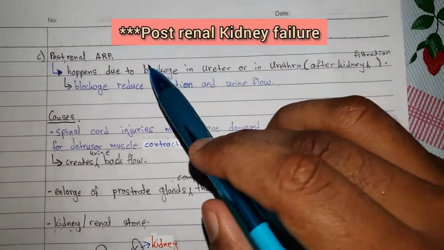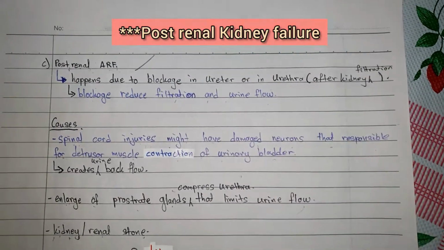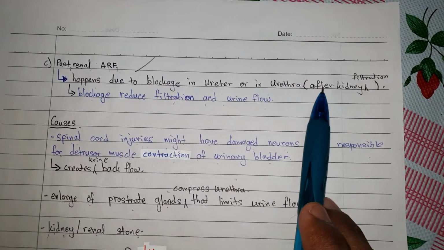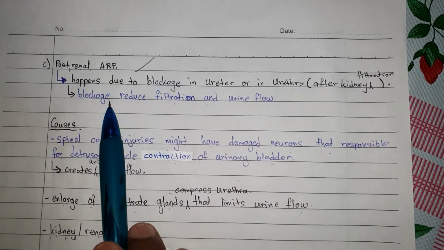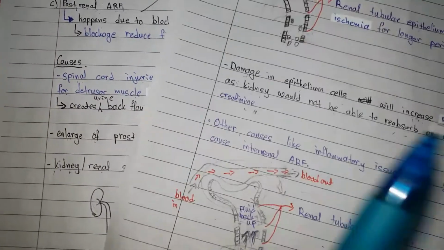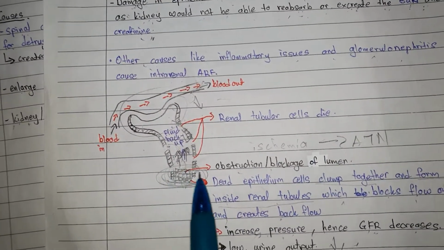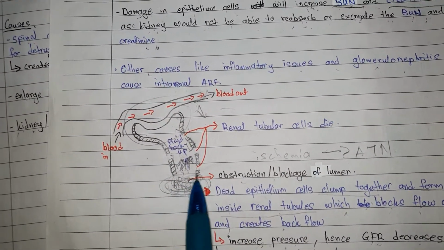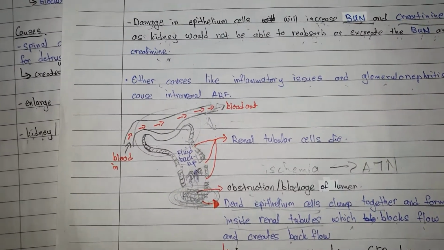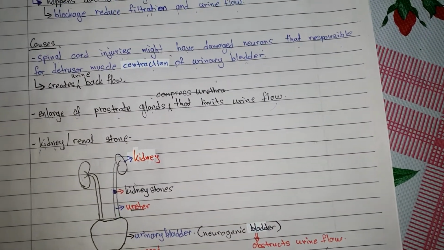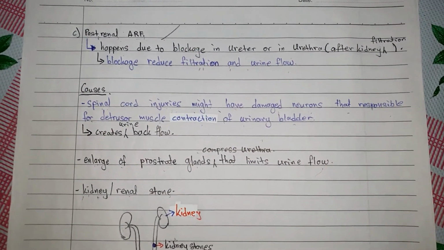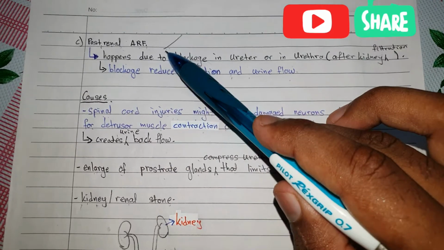Now let's see about post-renal ARF, or post-renal kidney failure. This happens due to a blockage in the ureter or urethra. This usually happens after the kidney filtration, where the blockage reduces filtration and urine flow. This can also happen due to a blockage in the exit way of the lumen, which can also result from the death of epithelium cells. Now we can see the pre-renal, intra-renal and post-renal kidney failure are all related to each other. Now let's look at the post-renal kidney failure.